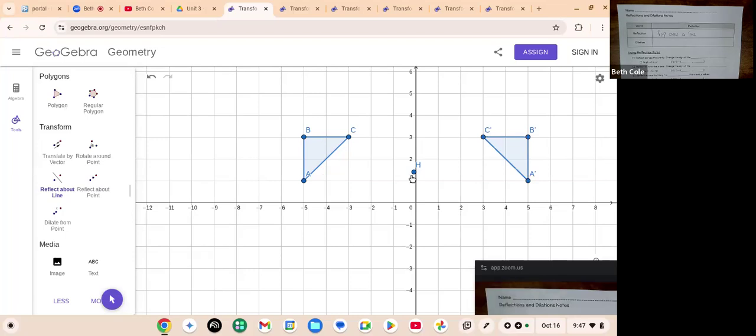Do you see what happened? Do you see the reflection? Like that's your y-axis in the middle and it reflected to the other side. And you have your little prime marks to show the image. You have the pre-image and then the image.